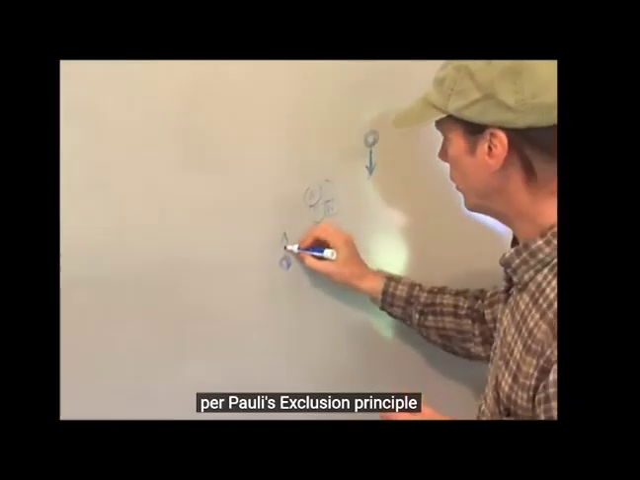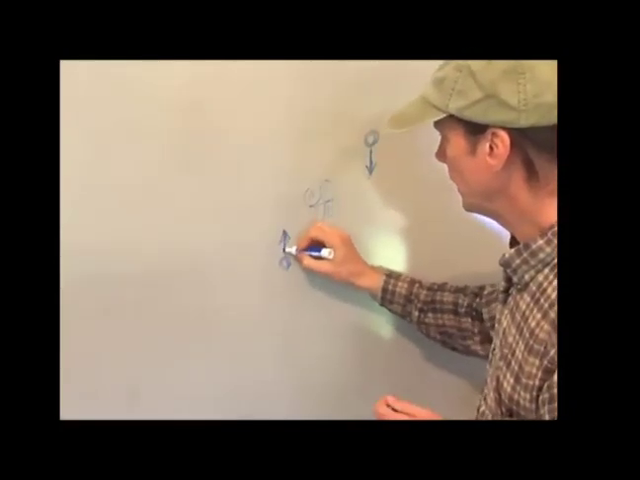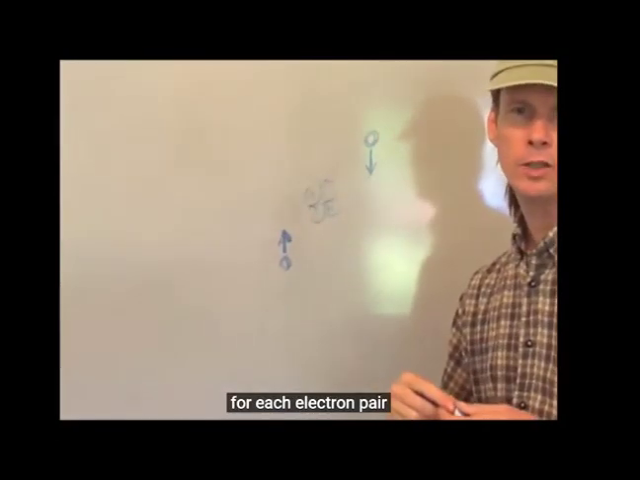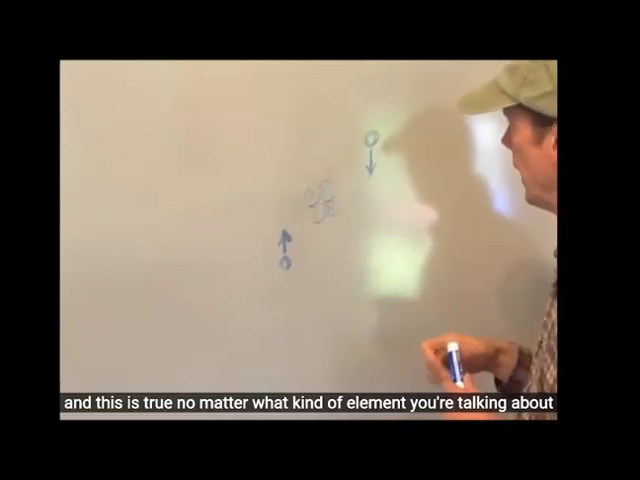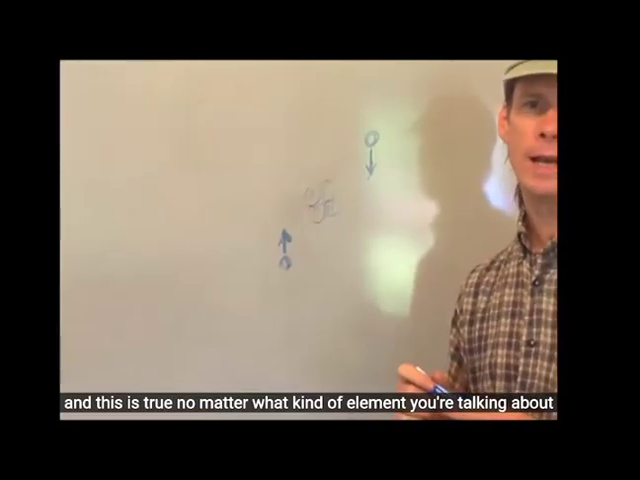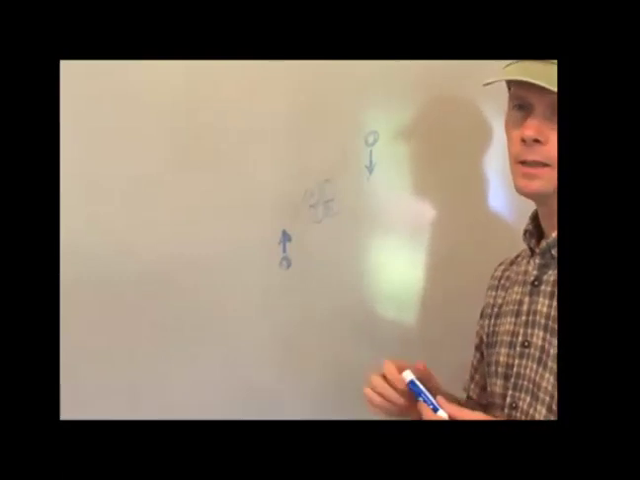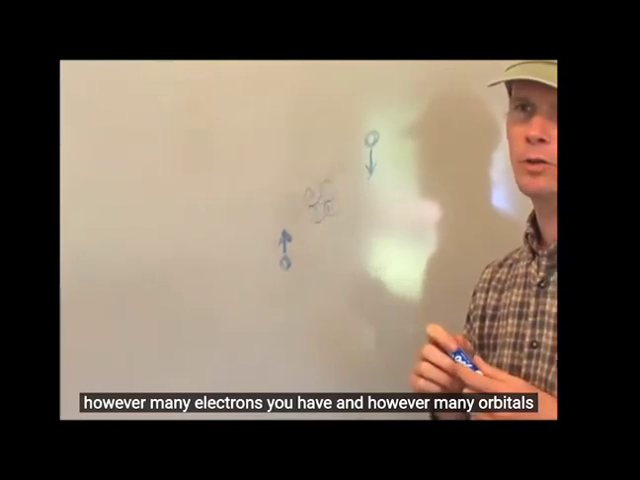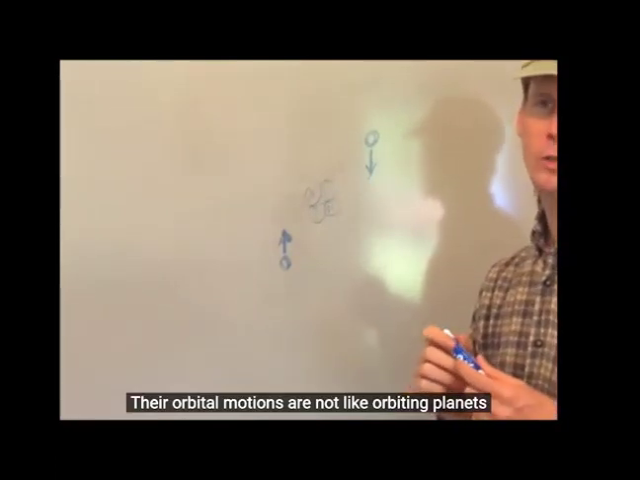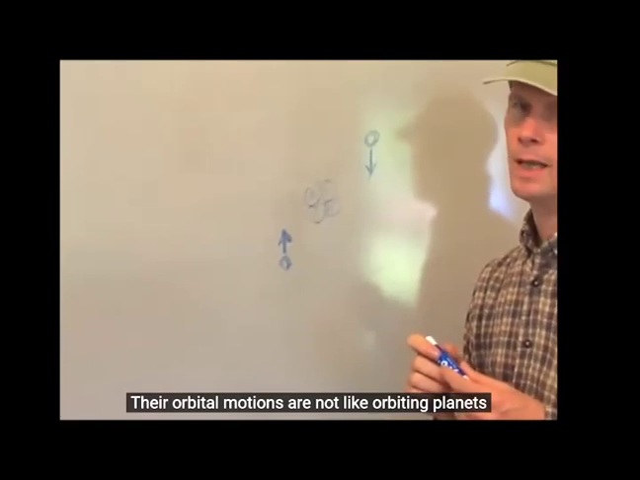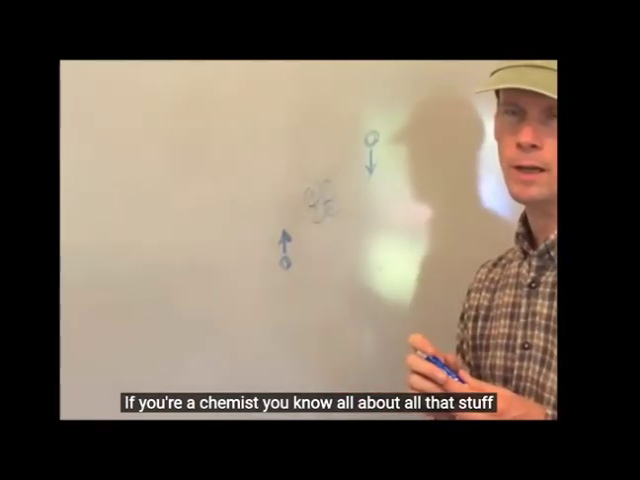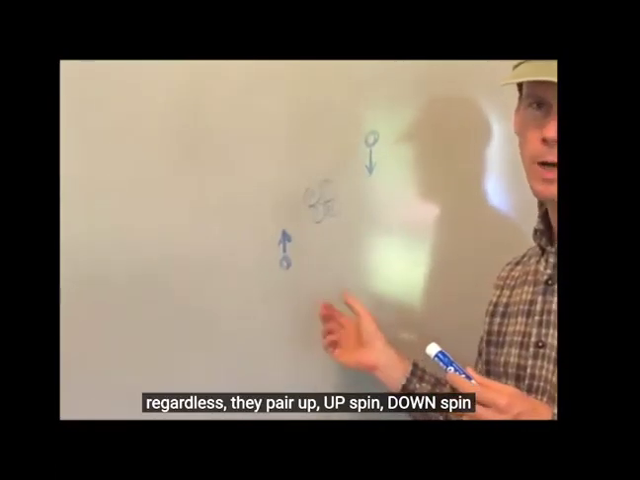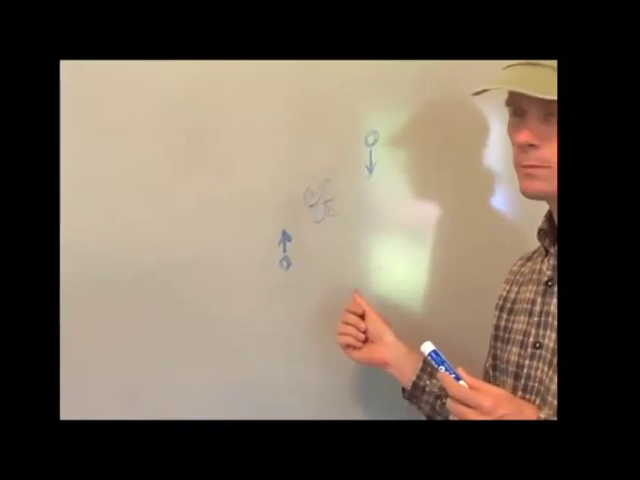Per Pauli's exclusion principle, they naturally develop upspin, downspin for each electron pair. And this is true no matter what kind of element you're talking about. However many electrons you have and however many orbitals, their orbital motions are not like orbiting planets. If you're a chemist, you know all about the different shapes, the different orbitals. Regardless, they pair up, upspin, downspin.